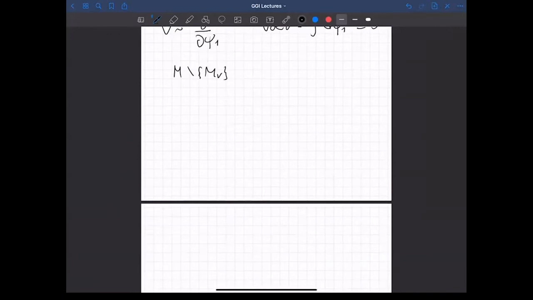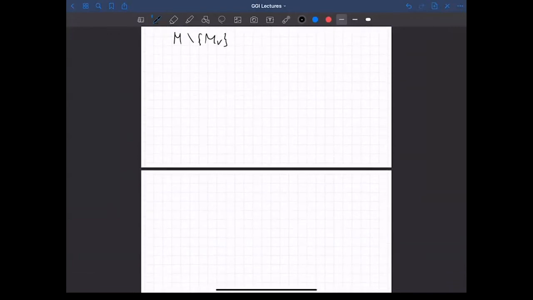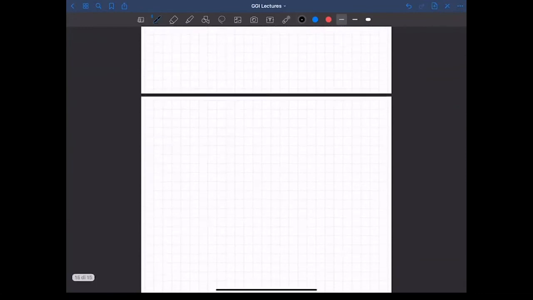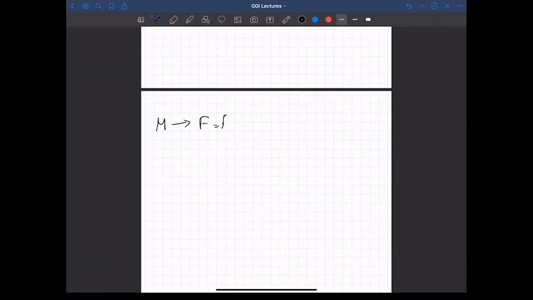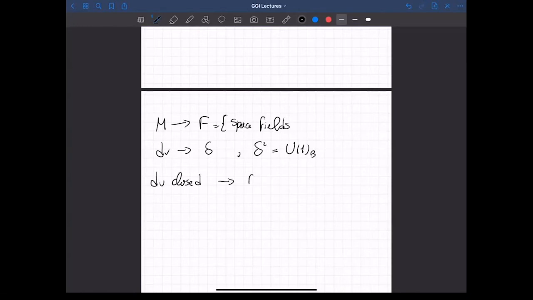Okay. Now I want to translate this in the context of quantum field theory. So my manifold or supermanifold will become the space of fields. I already argued that the equivariant differential becomes a fermionic symmetry, and we require that the square of this supersymmetry is some U(1) generated by, let's say, generator B. And delta V closed will be translating BPS observables, which is nothing but observables which are annihilated by my supersymmetry.